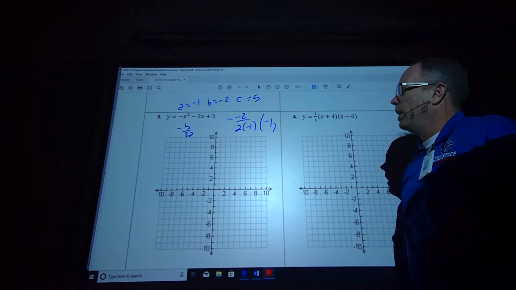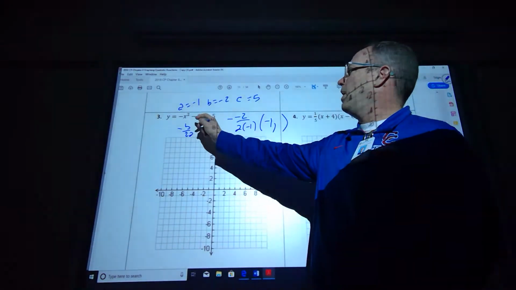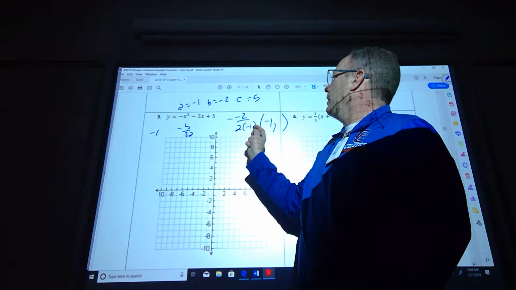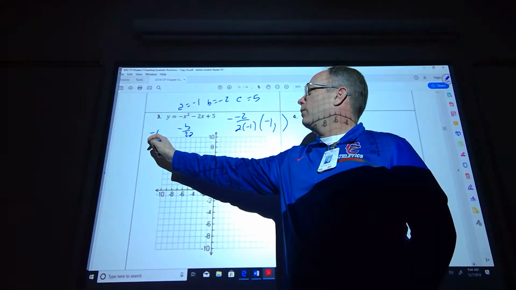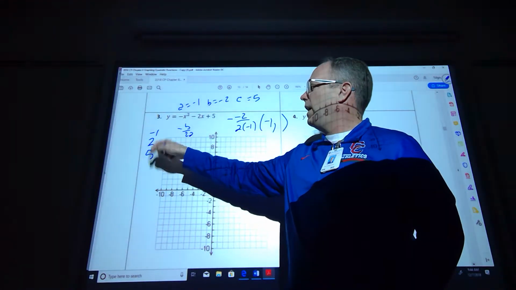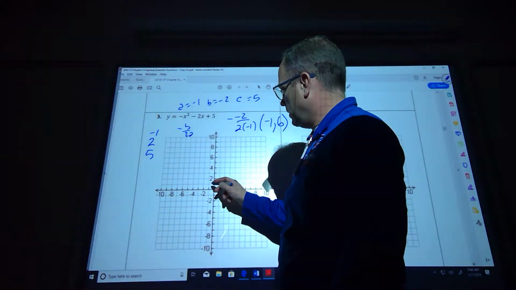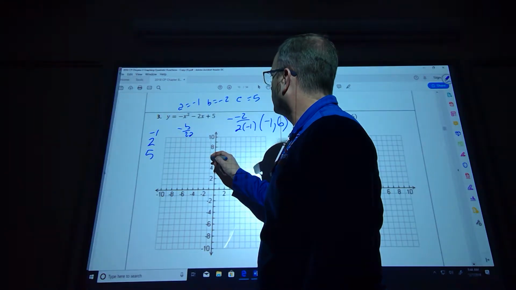If I take negative 1 and plug it in, I can get my y value. So negative 1 squared is 1. Then I have the minus 1. And then negative 2 times negative 1 is 2, and then 5. If we add those up, I get 6. So negative 1, 6, it's right here.